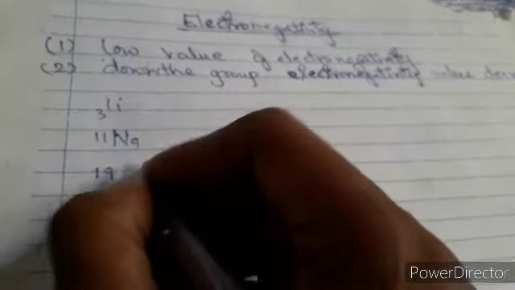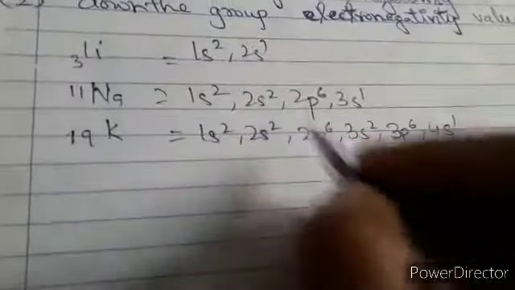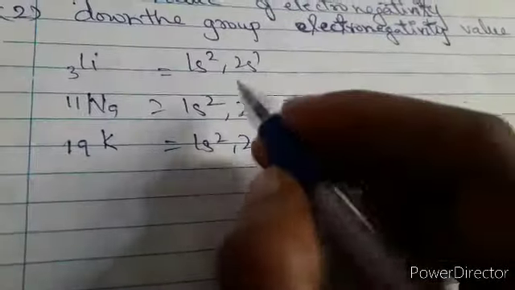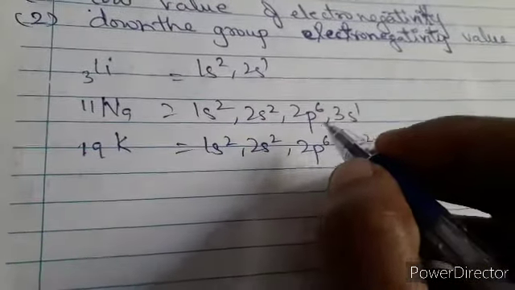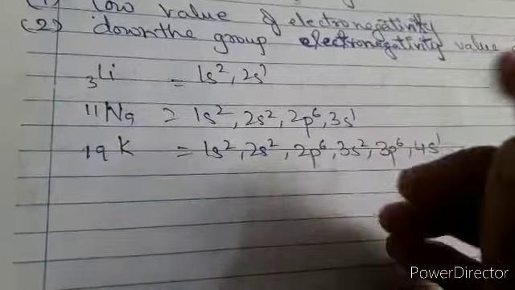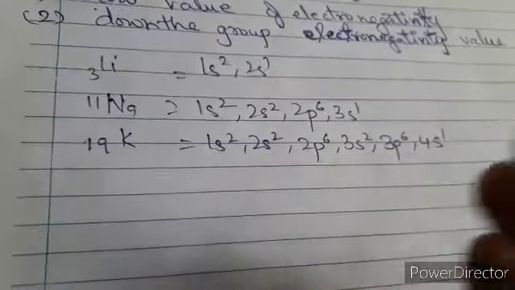I have written the group members. I am writing only a few of them, not focusing on all the members. If you write down the electronic configuration, let's focus on that part. Just see that these alkali metals have a low value of electronegativity. Now what is the reason behind it?